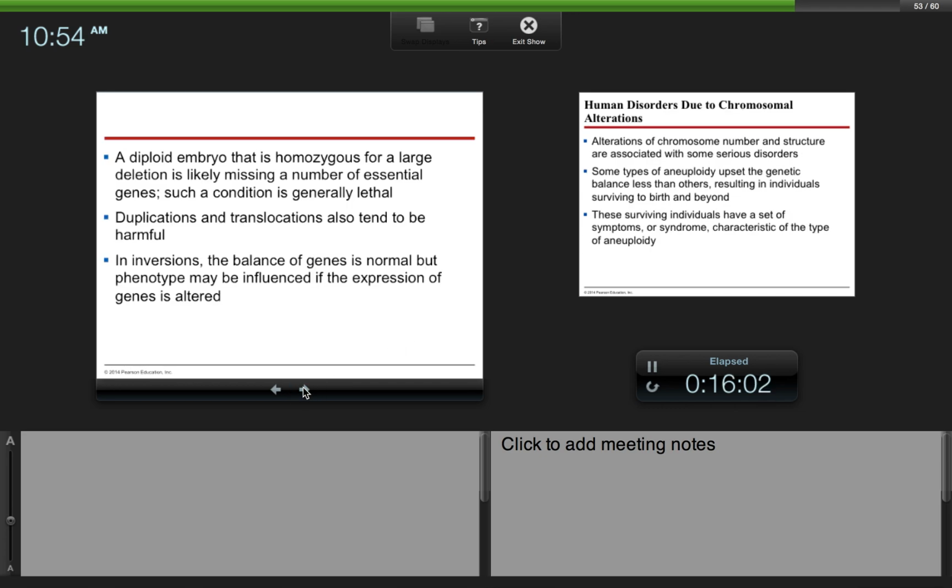A diploid embryo that is homozygous for a large deletion is likely missing a number of essential genes. Such a condition is generally lethal. Duplications and translocations also tend to be harmful. In inversions, the balance of genes is normal, but phenotype may be influenced if the expression of genes is altered.